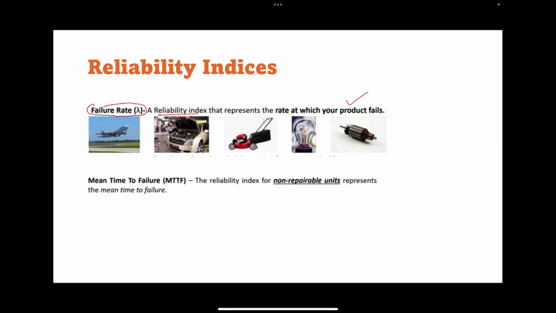The next reliability index we use is mean time to failure. It is the reliability index for non-repairable units, something which we cannot repair. For example, nowadays most TVs cannot be repaired; we just replace them with a new one. So what matters is how long it lasts. Mean time to failure is used in that case.